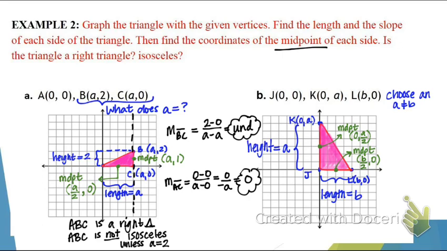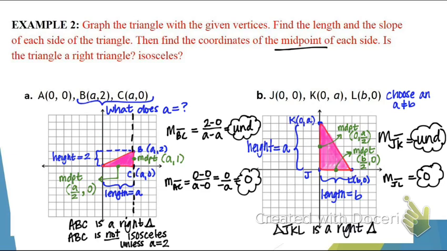Okay, so now we can find the slope of each of the lines, and we would find it the same way we found it in the last problem. Obviously, we're going to find that the slope of JK is undefined because it's a vertical line, and we're going to find the slope of JL to be 0 because it's a horizontal line.